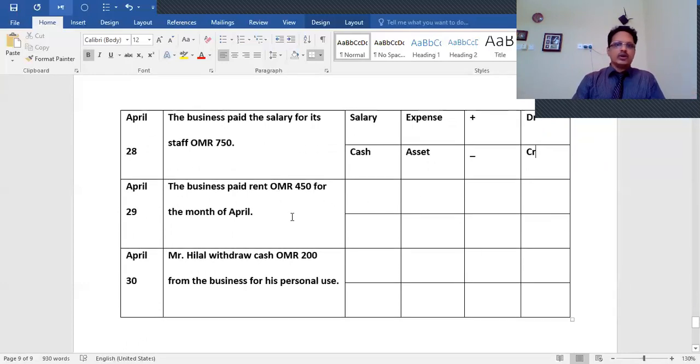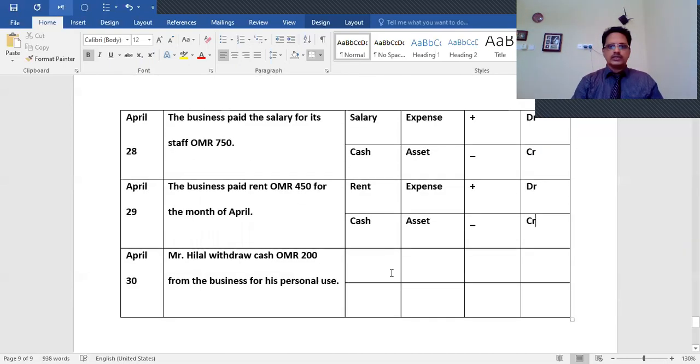And the business paid rent of OMR for the month of April. Now you paid rent, so the two accounts are rent and cash. Rent is an expense, and cash is an asset. Whenever you meet an expense, your expense is increasing, and whenever you make payment, your cash or asset is decreasing. Expense increase means debit, and any asset decrease means it is a credit aspect.